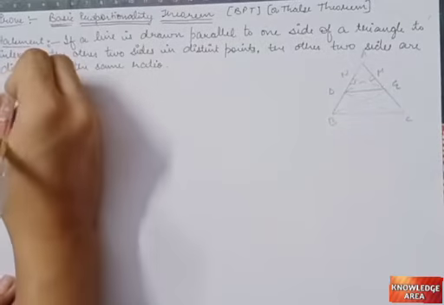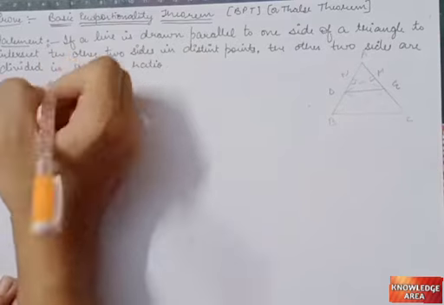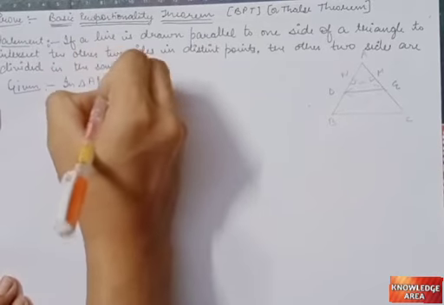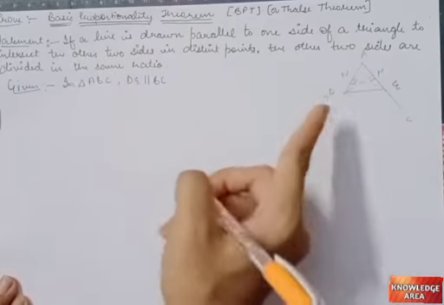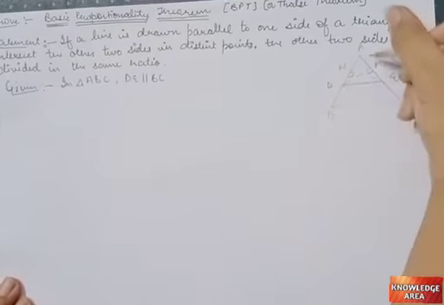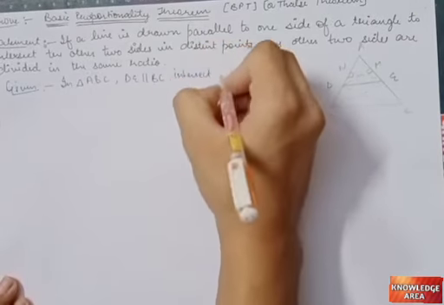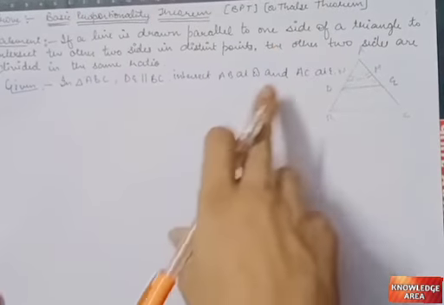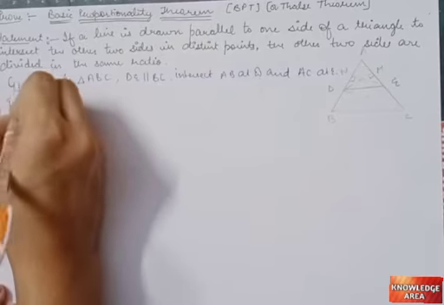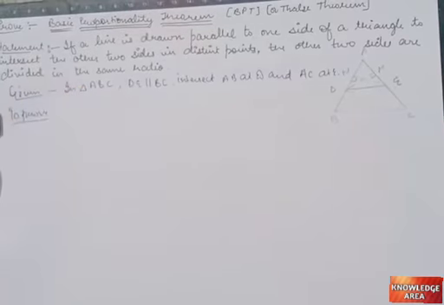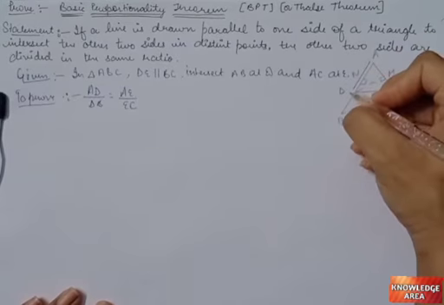तो हमें यहाँ पर गिवन है, in triangle ABC, DE parallel to BC, which intersects AB at D, we can see AB at D, and AC at E. So what we need to prove? We need to prove that AD upon DB is equal to AE upon EC.